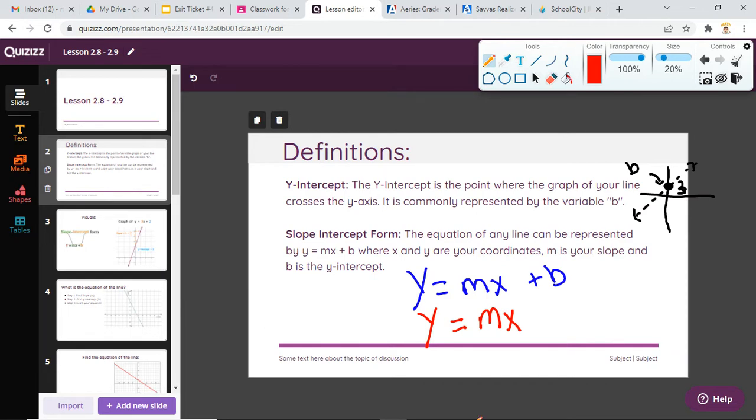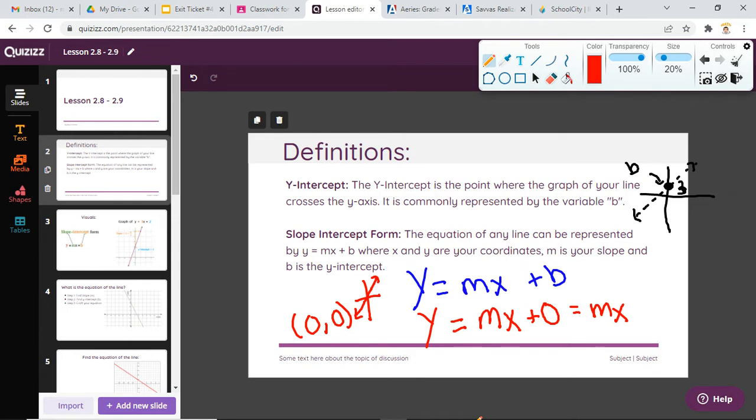Now, if we think about a proportional line, remember, a proportional line goes through the point 0, 0, which means when it crosses the y-axis, it crosses at the point 0. So if I were to write it in slope-intercept form, and I can, I would write y is equal to mx plus 0, which is obviously just y is equal to mx. And that's why the equation of a proportional line is simply y is equal to mx.